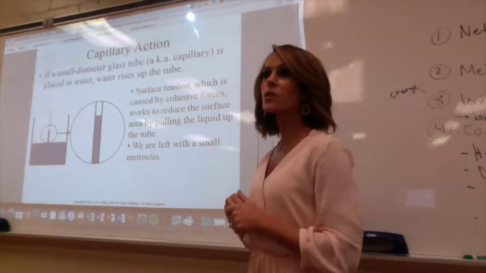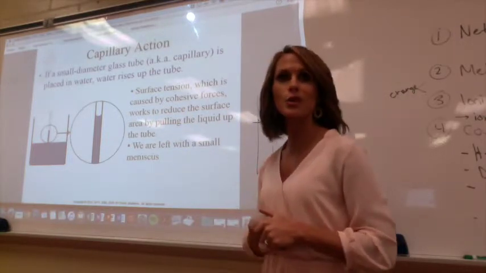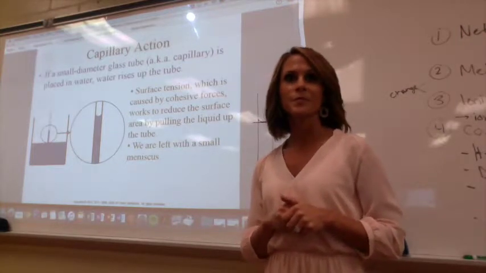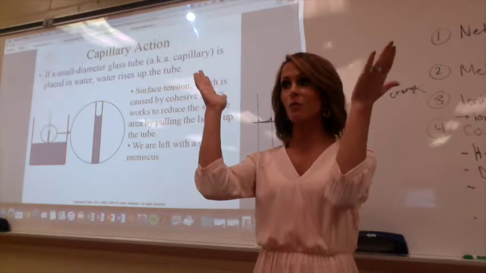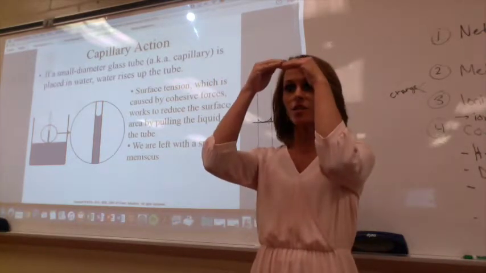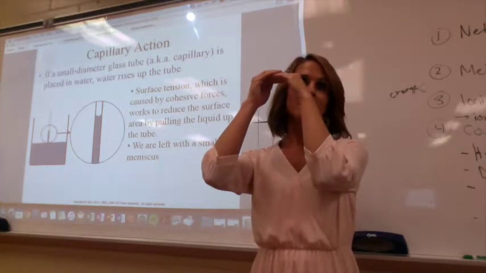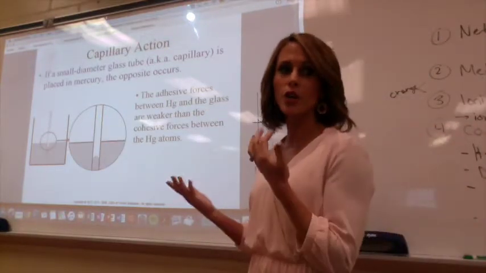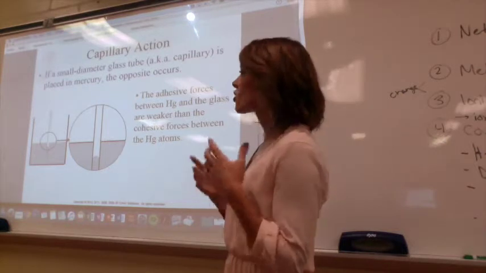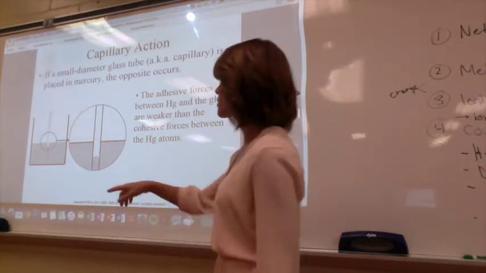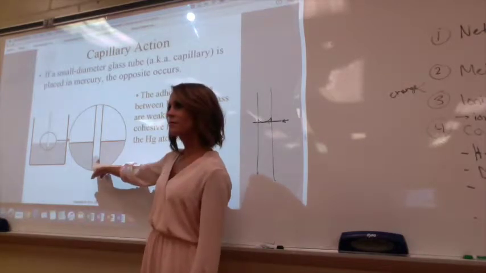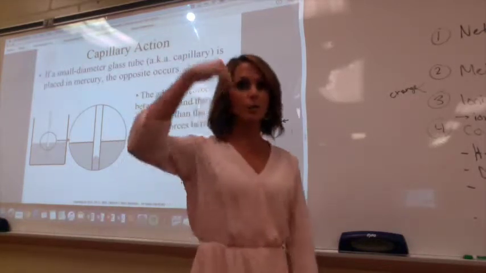If the adhesive forces did not overcome the cohesive forces, then what would it look like? So you don't have adhesion anymore because cohesion is overcoming it. It would be the other way. So this is an example of mercury, which has stronger cohesive forces than adhesive forces, and you actually see the opposite here. So you see sort of like a bubble up.